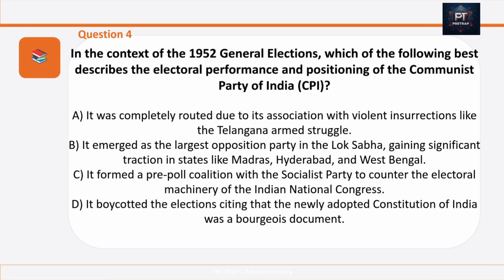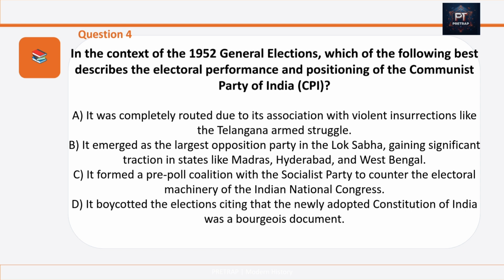Next question is, in the context of 1952 general election, which of the following best describes the electoral performance and positioning of the Communist Party of India? Option A, it was completely routed due to its association with violent insurrection like Telangana armed struggle. Option B, it emerged as the largest opposition party in the Lok Sabha, gaining significant traction in states like Madras, Hyderabad and West Bengal. Option C, it formed a pre-poll coalition with the Socialist Party to counter the electoral machinery of the Indian National Congress.